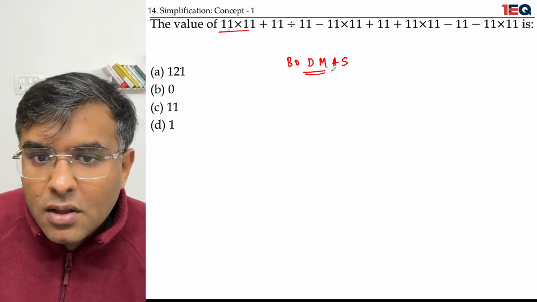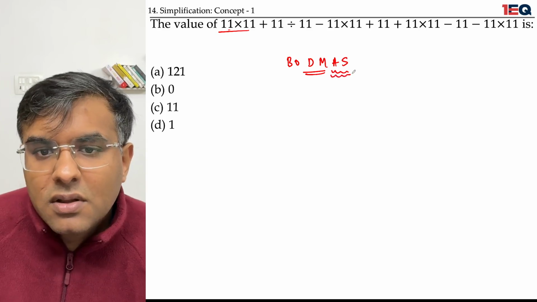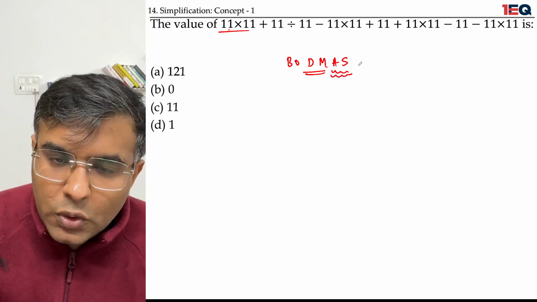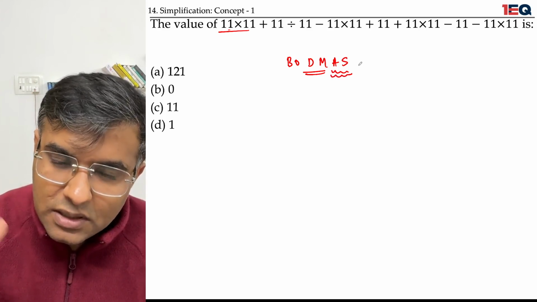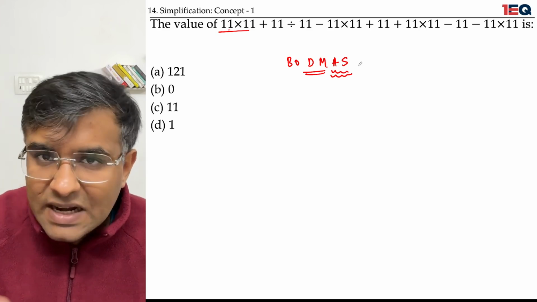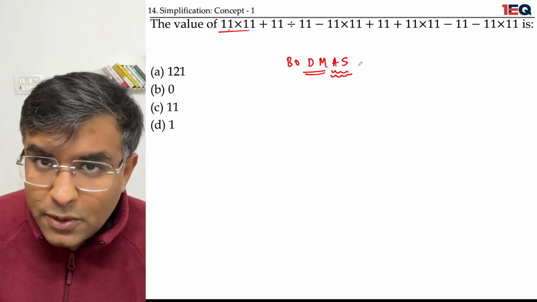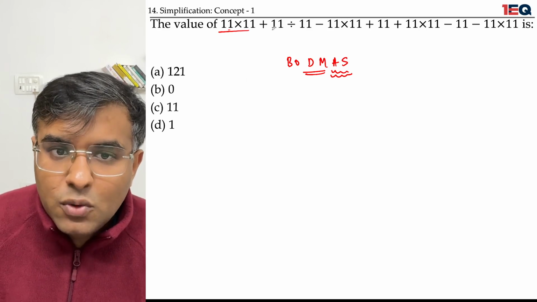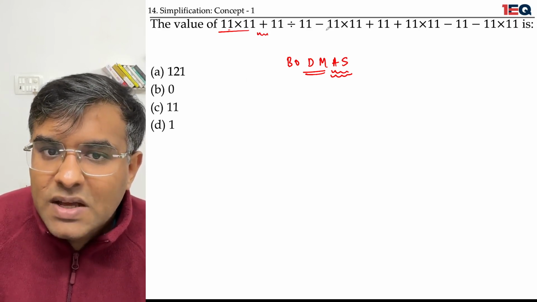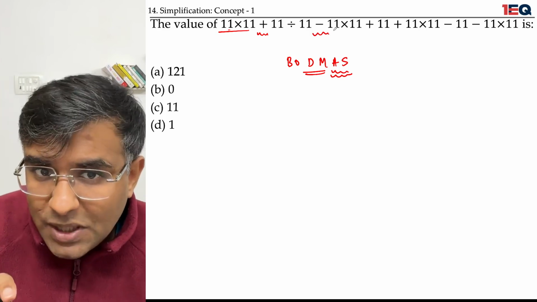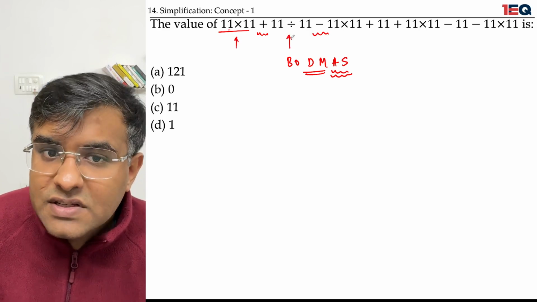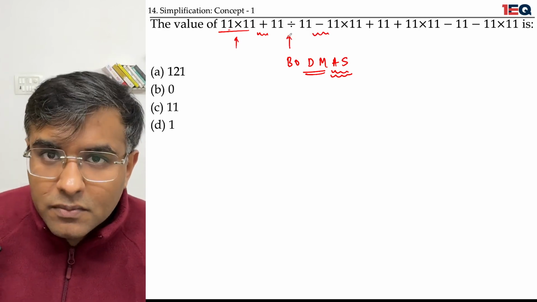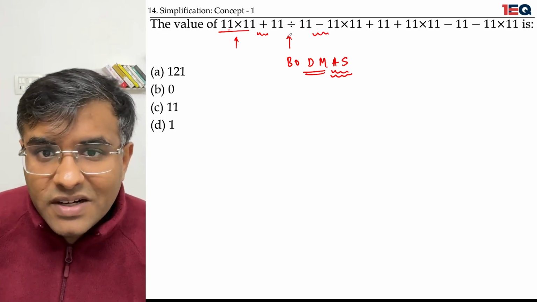But the addition and subtraction, they can be set aside, because division and multiplication give a very huge change in the result. But a simple plus and a simple minus doesn't really change the equation that much. So every time we encounter a plus or a minus, we will let it be. And every time we encounter a multiplication or a division sign, we will solve it right away.